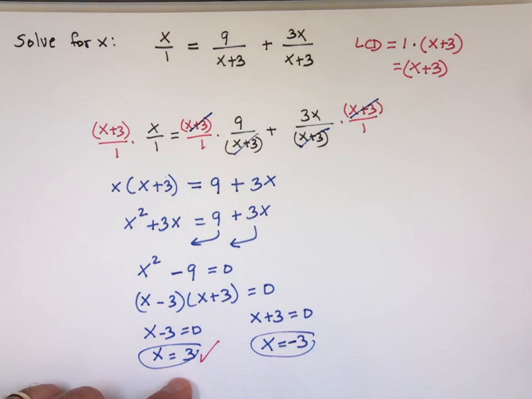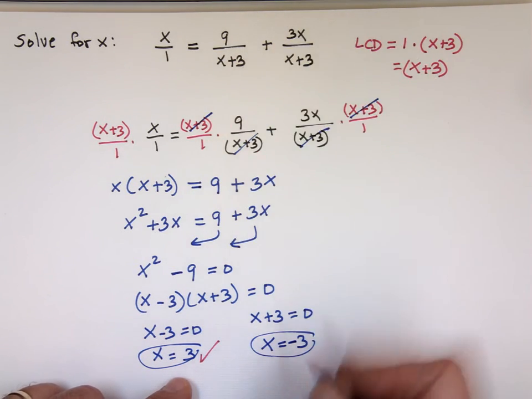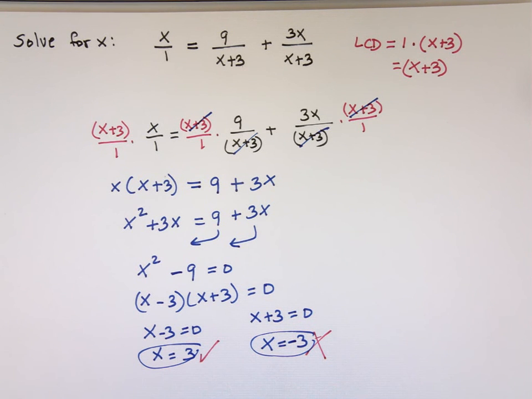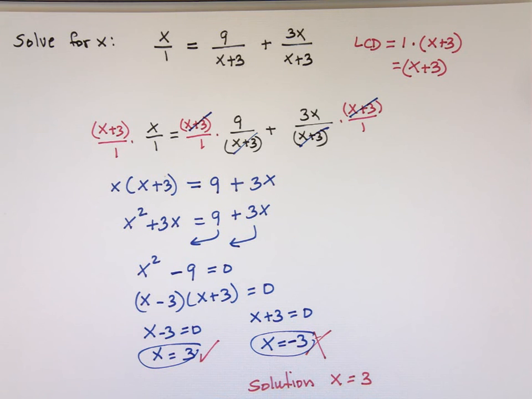When x is negative 3, this one's still 1. What's negative 3 plus 3? 0. You can't divide by 0. So you can't use that answer. That's out. Your solution here is only one solution. X equals 3. That's it. You can't use that one because that will make the denominator 0, and you can't divide by 0. And that's the end of this section.